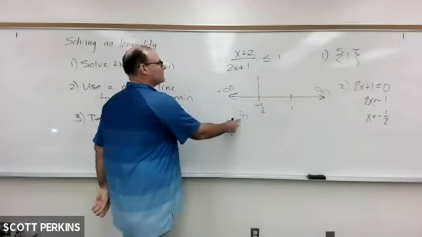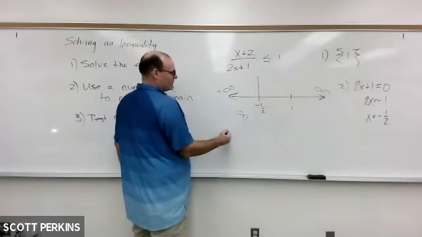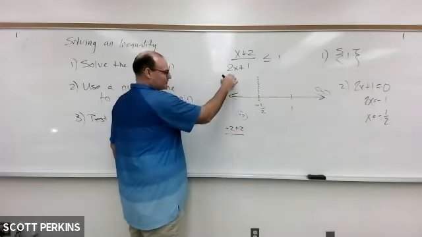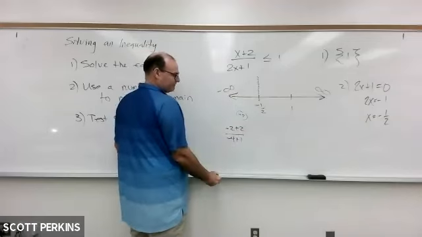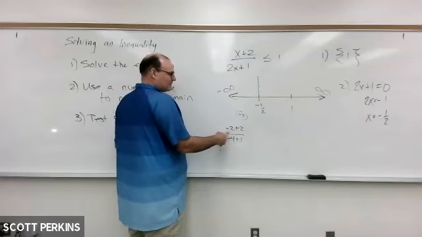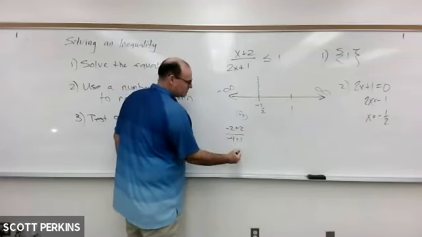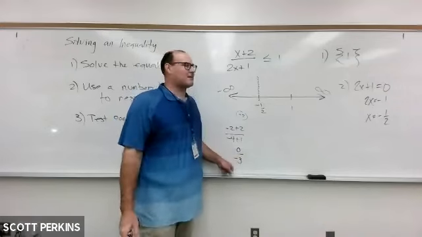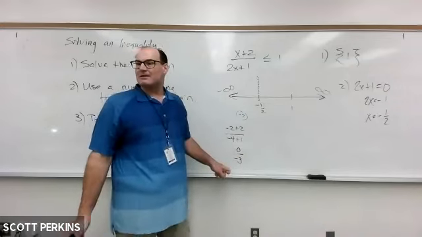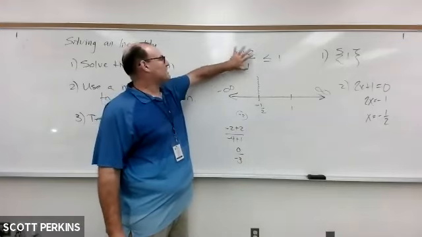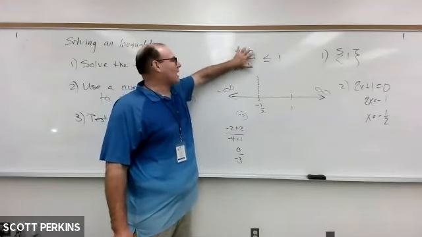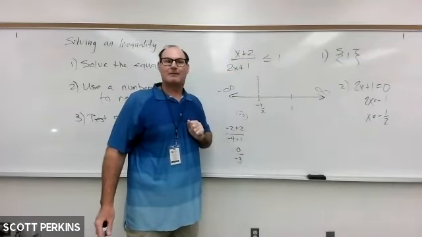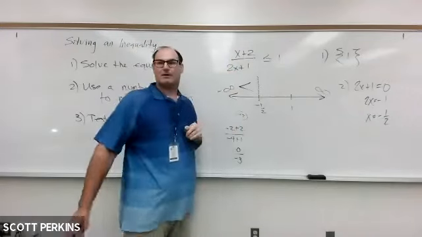All right, here we go, -2. When I put -2 up here in the top, I get -2 plus 2. In the bottom, 2 times -2 is -4 plus 1. Well, this is fun. Good pick. -2 plus 2 is 0. -4 plus 1 is -3. What's 0 divided by -3 equal to? 0. So here's the question. I just got 0 right here. Is 0 less than 1 or is 0 bigger than 1? It's less than, so I'm going to put a less than right there.